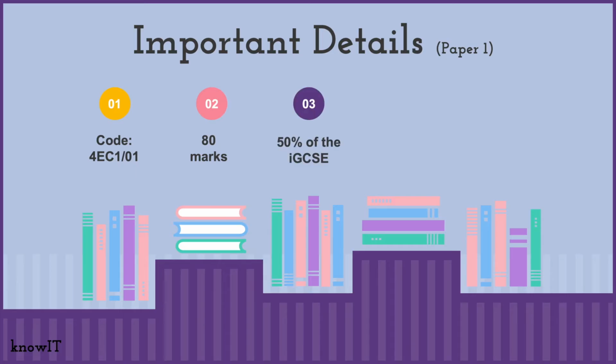Next, it constitutes 50% of the total iGCSE. So when you give paper 1, it means that you've given 50% of your economics iGCSE qualification.